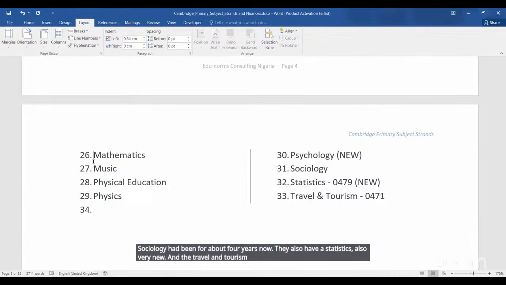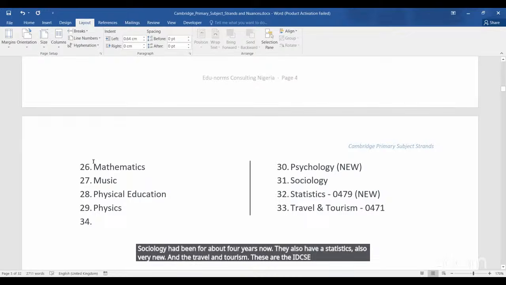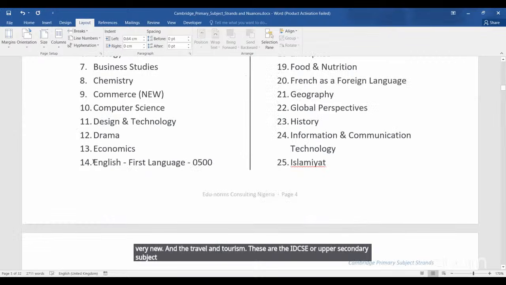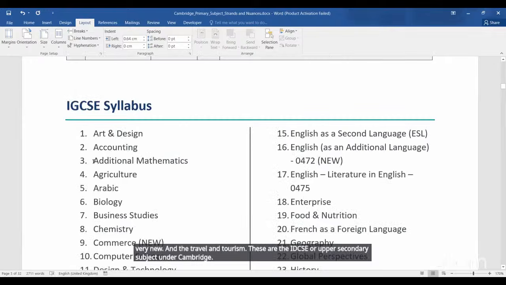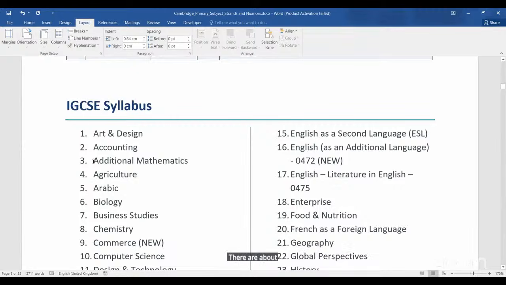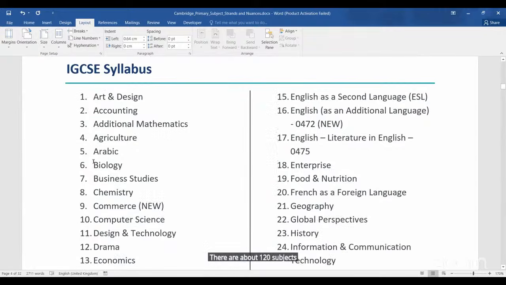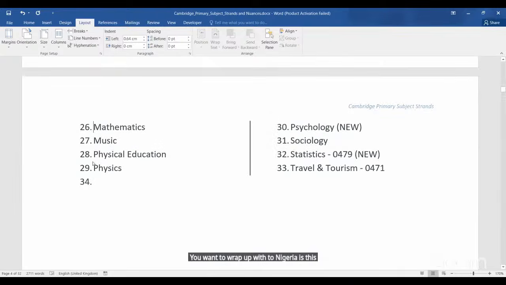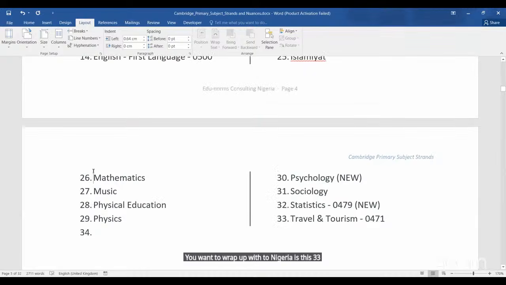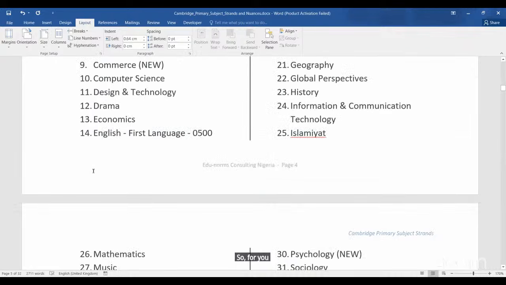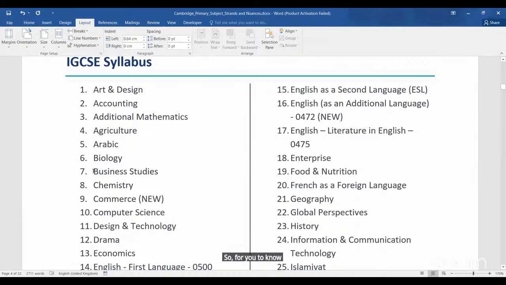These are the IGCSE or upper secondary subjects under Cambridge. There are about 120 subjects, but these are the ones that are appropriate. Some subjects are appropriate to different countries. The ones that are appropriate to Nigeria are these 33 in number. So for you to know, you can see the nuance of the IGCSE syllabus now.